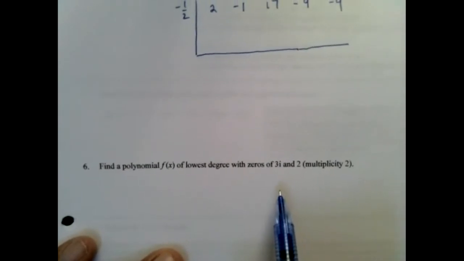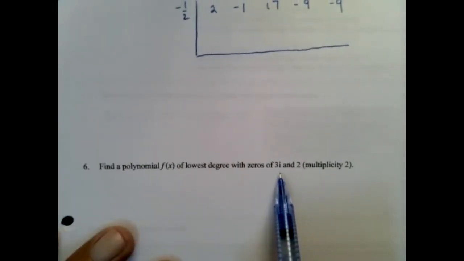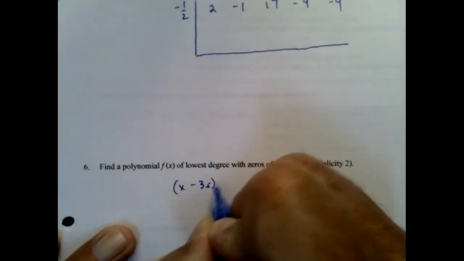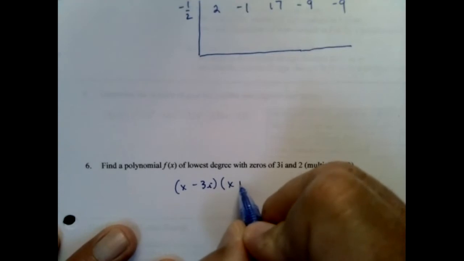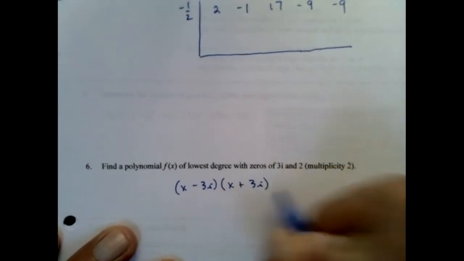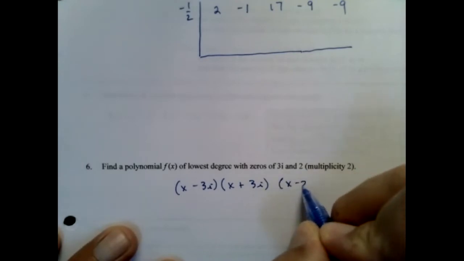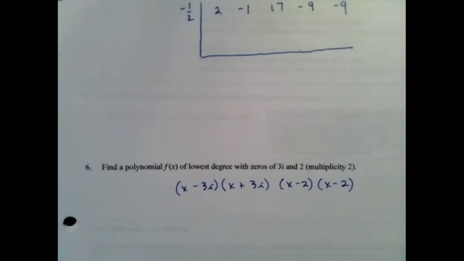Find a polynomial of lowest degree with zeros. There's an imaginary one, 3i, x minus 3i, which means what else is going to be one? Plus 3i, x plus 3i. And now it says, and 2, but it has a multiplicity of 2. What that means is it occurs twice.